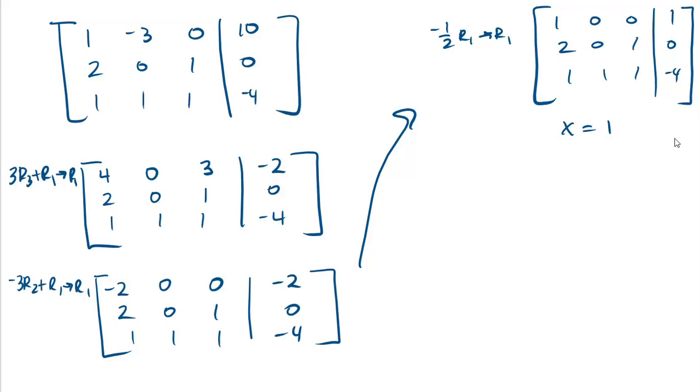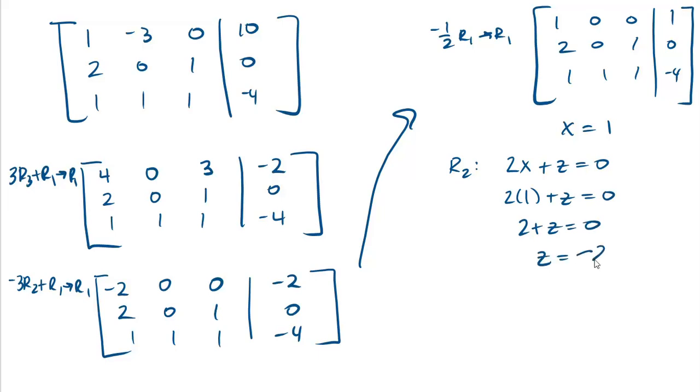Back substitute to find y and z. To find z, you're going to start with row 2. We know that 2 times x plus z is equal to 0. So 2 times 1 plus z is equal to 0. So 2 plus z equals 0, so z equals negative 2.